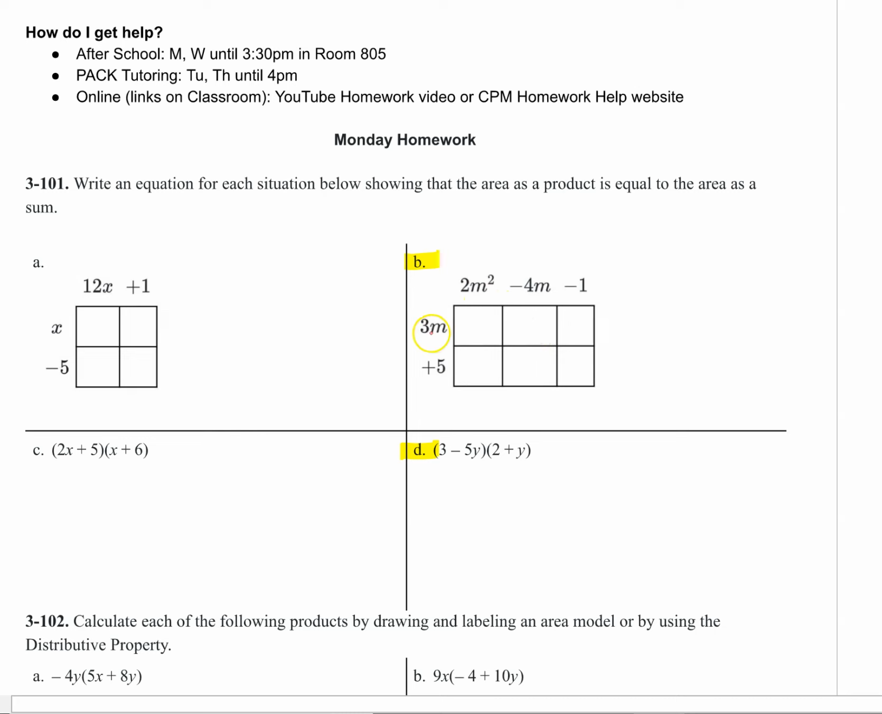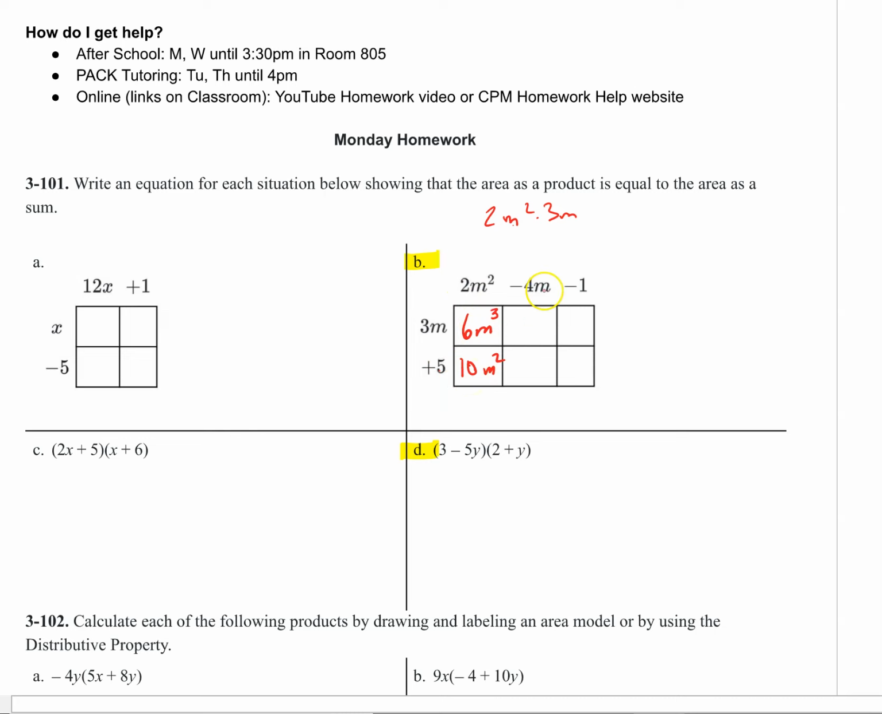2m squared times 3m. This is the trickiest one. 2 times 3 is 6, and m squared times m is going to be m to the power 3. Okay, and then down here we have 5 times 2m to the power 2. That's 10m to the power 2. You multiply 2 times 5 to get 10.